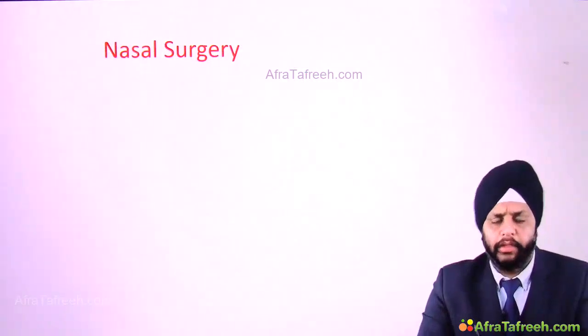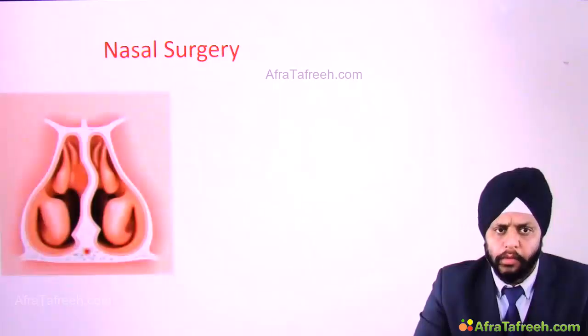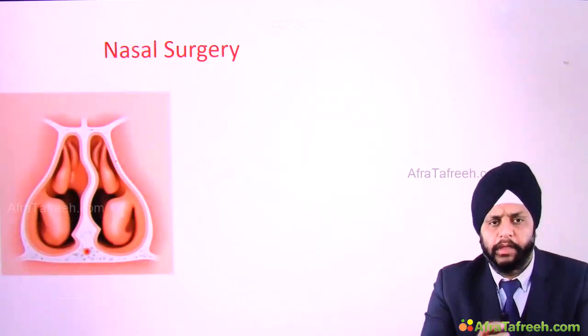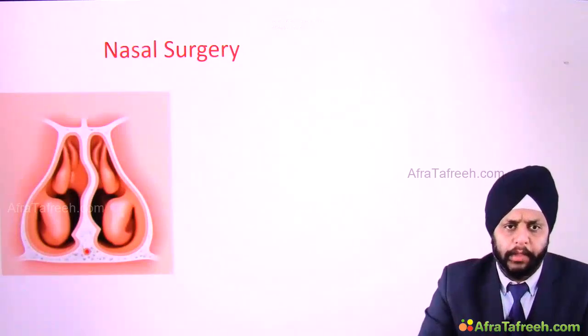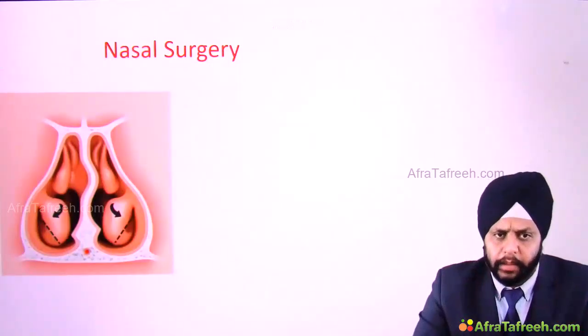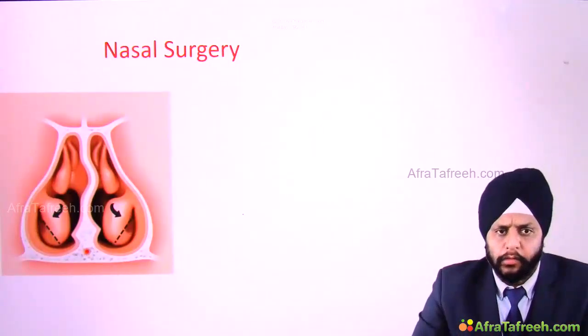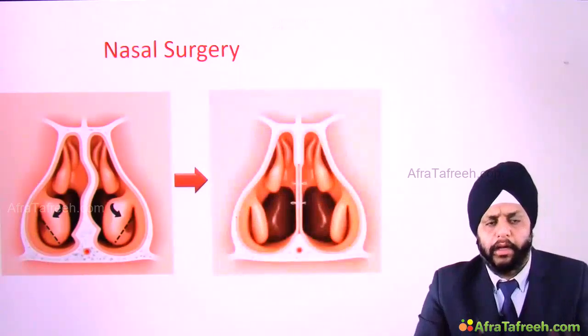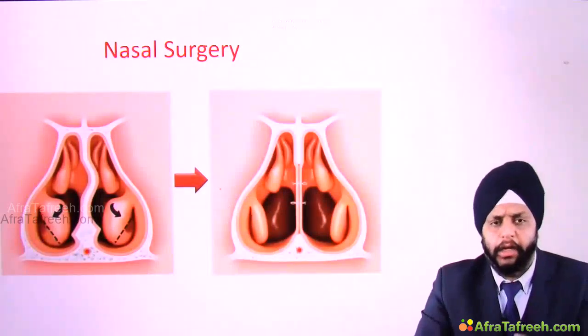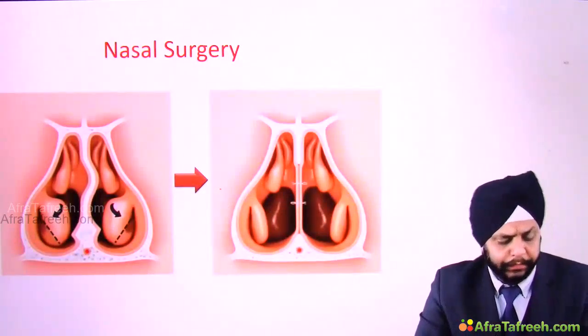Suppose the obstruction is in the nose. Over here, you can see that the septum is deviated, so we can correct the septum. The turbinates are enlarged, so we can cut and reduce the turbinates. We can do a turbinoplasty. When we correct the septum and do the turbinoplasty, we can give a wide airway to the patient to breathe.